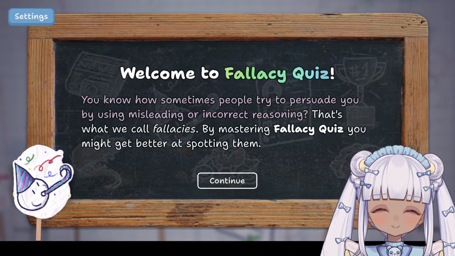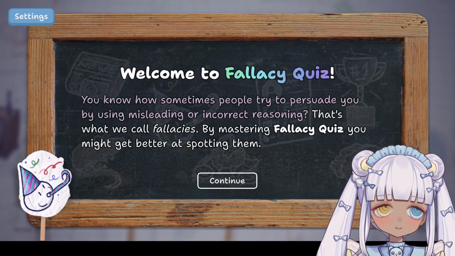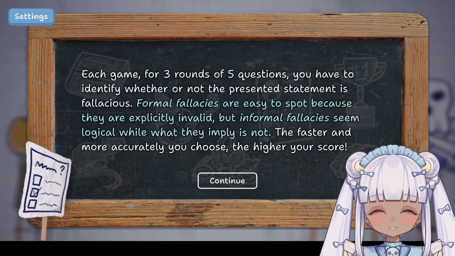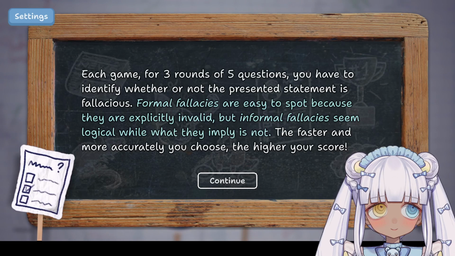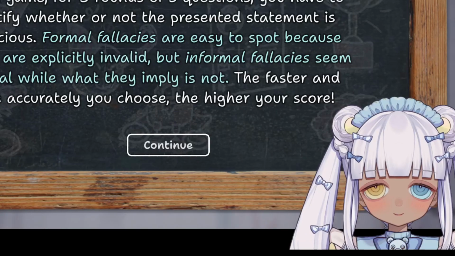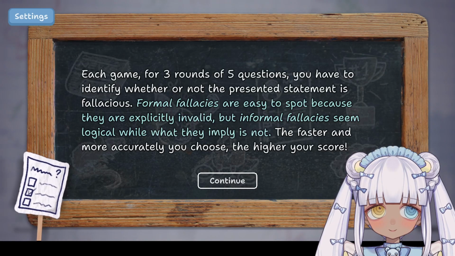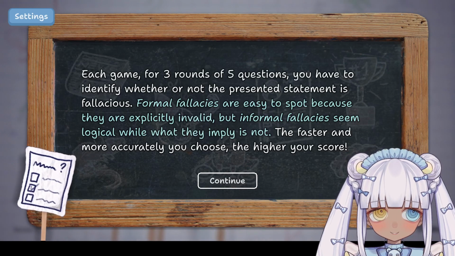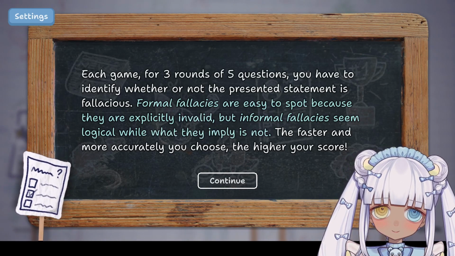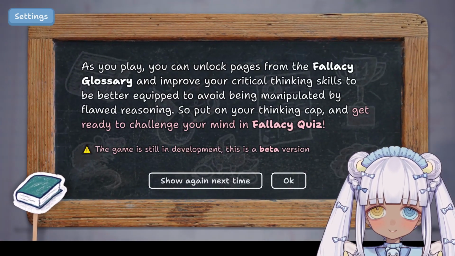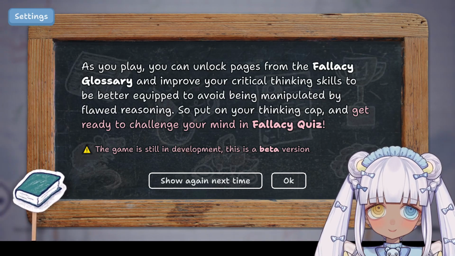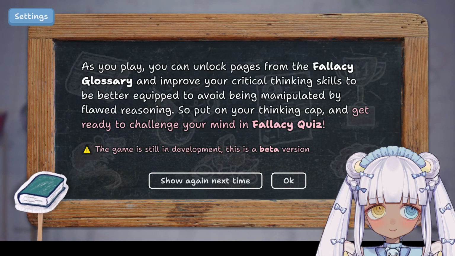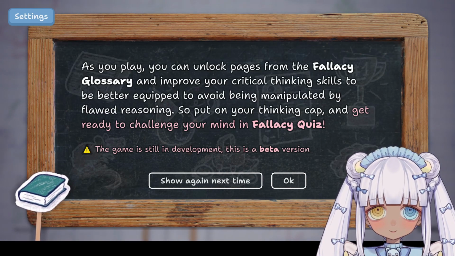Welcome to Fallacy Quiz. You know how sometimes people try to persuade you by using misleading or incorrect reasoning? That's what we call fallacies. By mastering Fallacy Quiz, you might get better at spotting them. Each game has 3 rounds of 5 questions. You have to identify whether or not the presented statement is fallacious. Formal fallacies are easy to spot because they're explicitly invalid, but informal fallacies seem logical while what they imply is not. The faster and more accurately you choose, the higher your score. As you play, you can unlock pages from the Fallacy Glossary and improve your critical thinking skills to be better equipped to avoid being manipulated by flawed reason. So put on your thinking cap and get ready to challenge your mind in Fallacy Quiz.